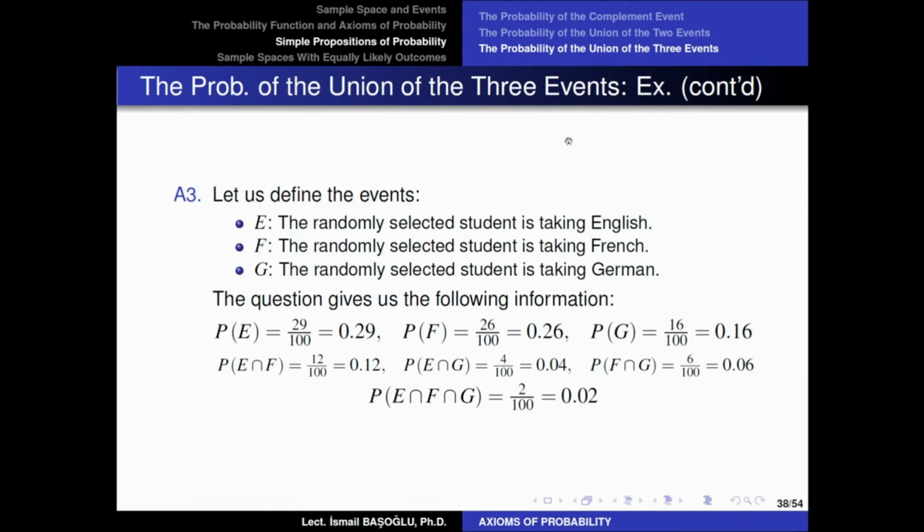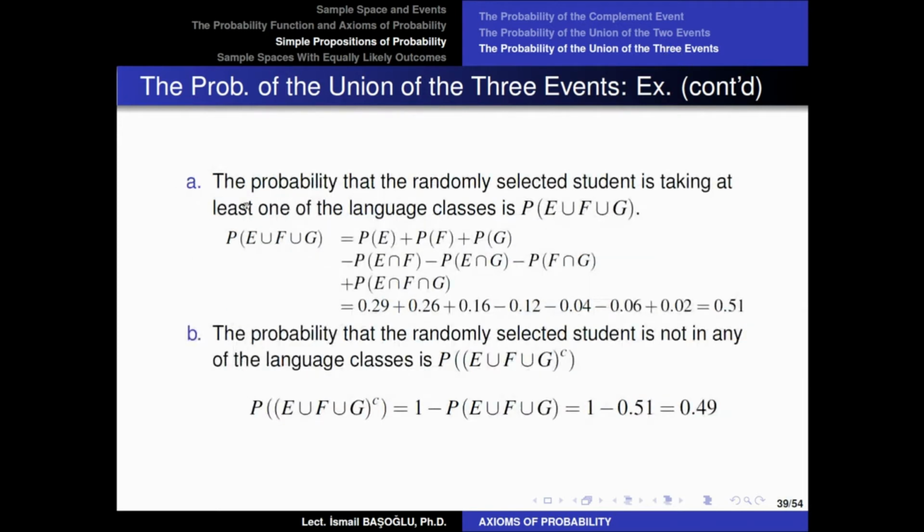and proposition 3, the probability of the union of the 3 events. In part A, the question asks the probability that the randomly selected student is taking at least one of the language classes, which is E union F union G. Either E or F or G. So at least one of these classes must be taken by the student. The question is asking that probability, because the union means at least one of them occurs, right?